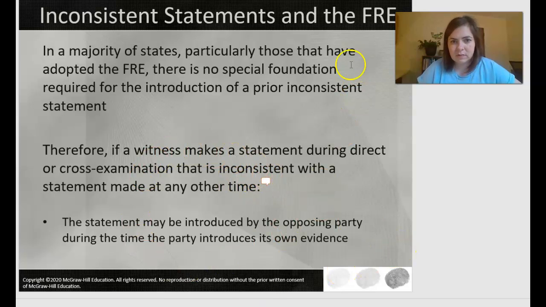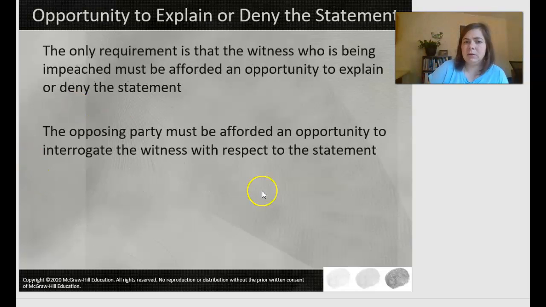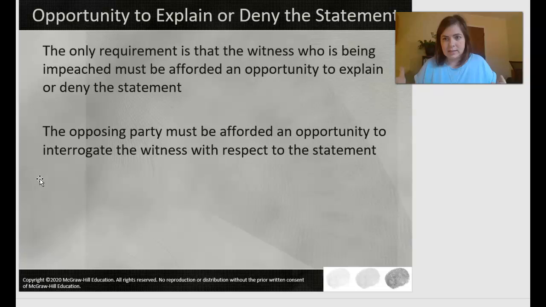Generally, there is no special foundation, or you don't have to go through extra steps to get the inconsistent statement into evidence. The only requirement is that when you are going to impeach with a prior inconsistent statement, the witness needs to be given an opportunity to explain or deny. So the jury might find that the reason the witness made this inconsistent statement is perfectly acceptable and still take that witness's testimony as a whole as complete.